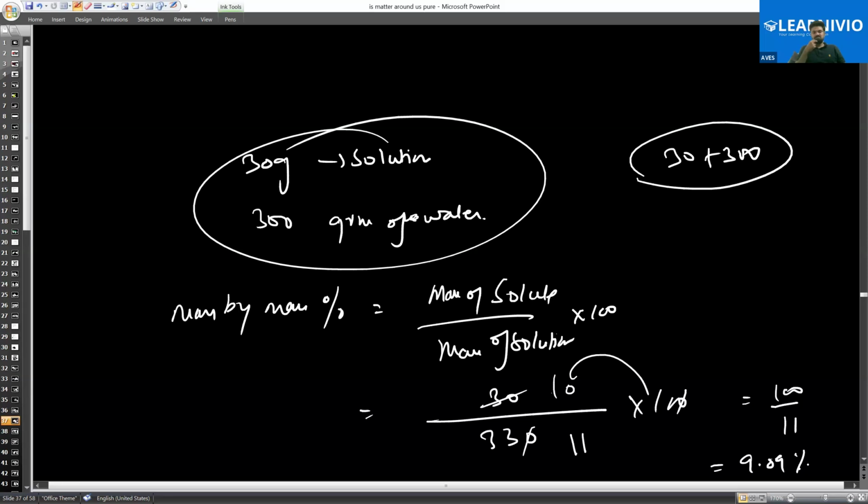Understood? So won't it be like 1 instead of 10? Where? 10 into 10. You can cut it, 330 upon, into 100. You can cut 10 with 10. You will get 1 and 11, and then you can write 100 upon 11, because 100 is in the formula. Okay, okay.